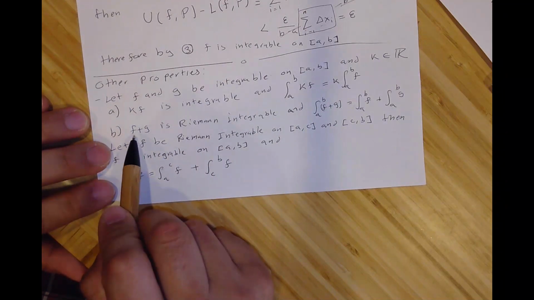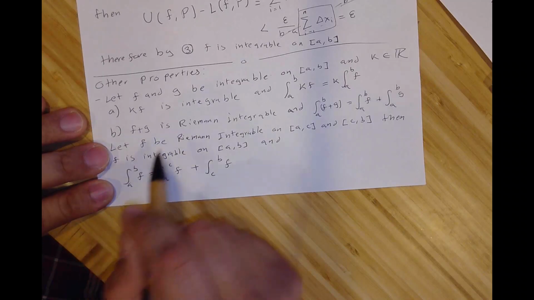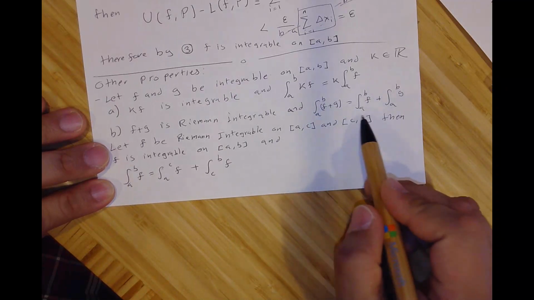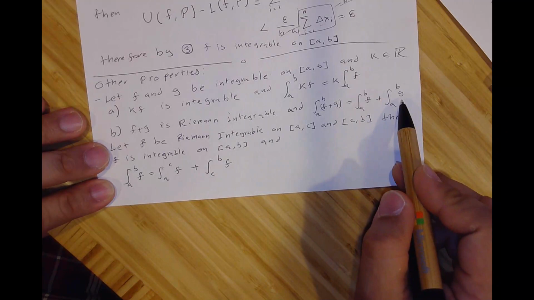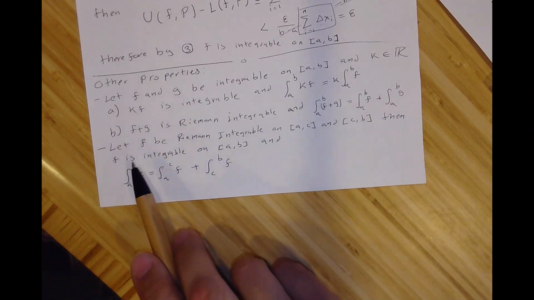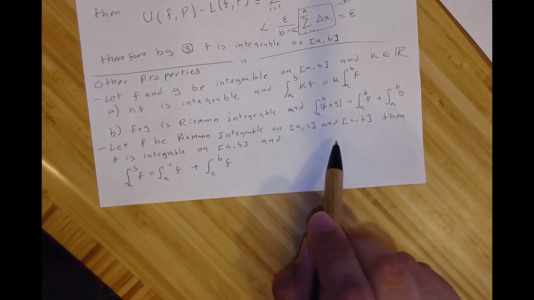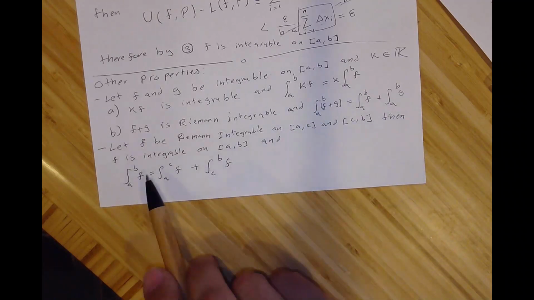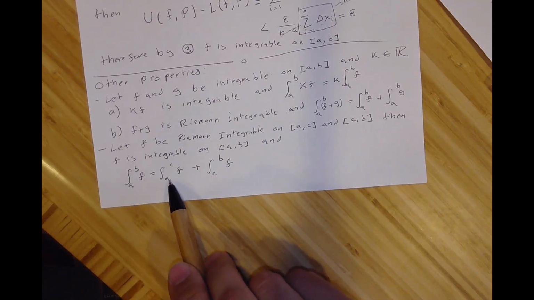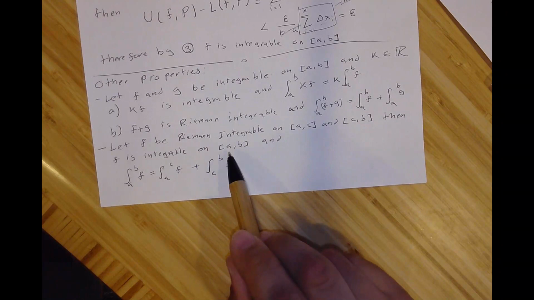Another one is that the sum of functions is also integrable, and the integral of the sum is equal to the integral of one of the functions plus the integral of the other function. And the last one that I will mention here is that if f is Riemann integrable from a to c and from c to b, then we can write the integral from a to b as the sum of the integral from a to c plus the integral from c to b.